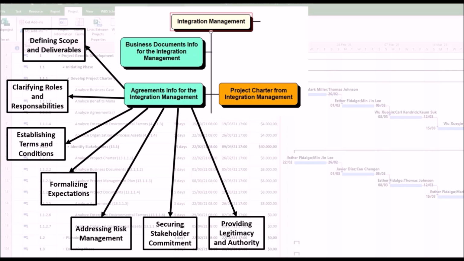7. Providing legitimacy and authority. Agreements serve as evidence of the project's legitimacy and the authority to proceed. They are often referenced in the project charter to justify the project's initiation and secure approval from sponsors or executives.